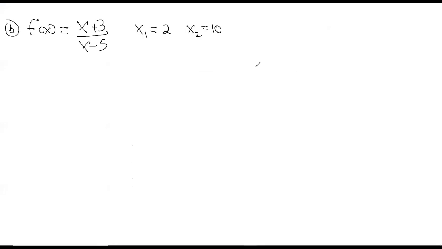If I did from 1 to 10, different answer. If I did from 0 to 10, different answer. If I did from 0 to a million, different answer. If I did from 2 to 3, be a different answer. So first thing we got to do is find f of x1 and f of x2.